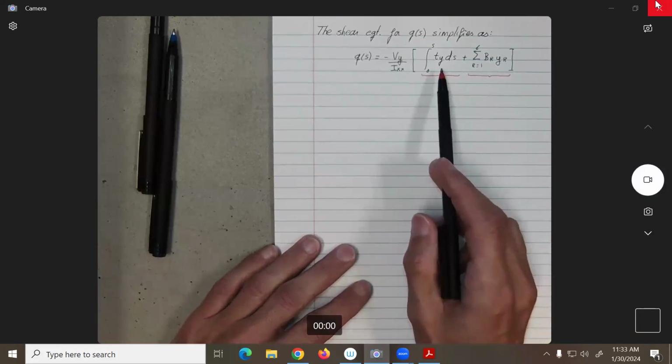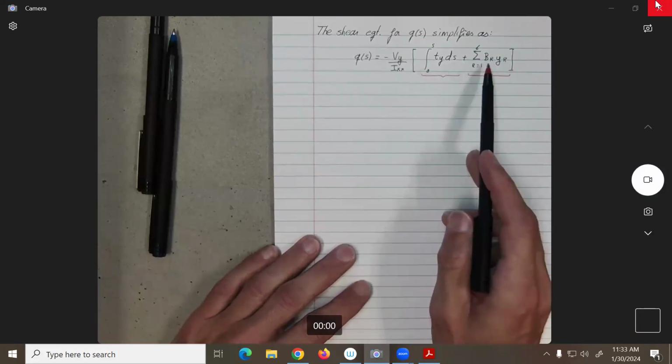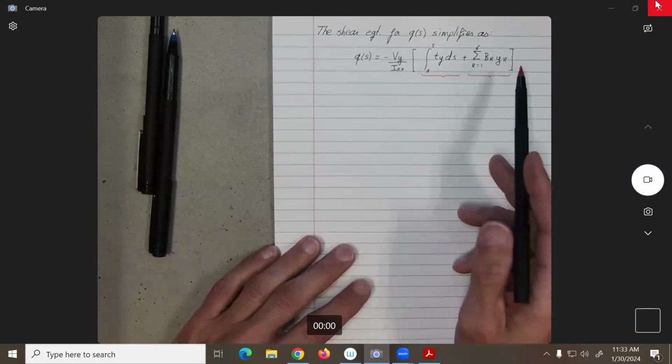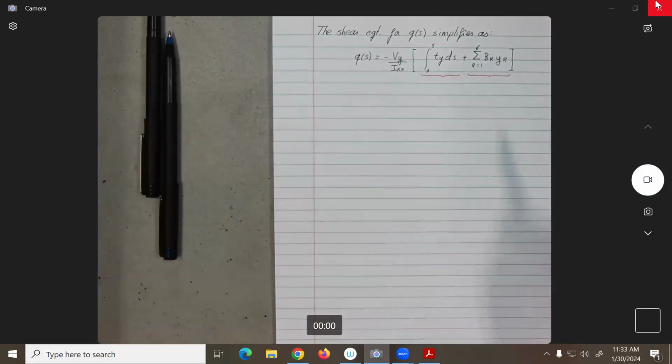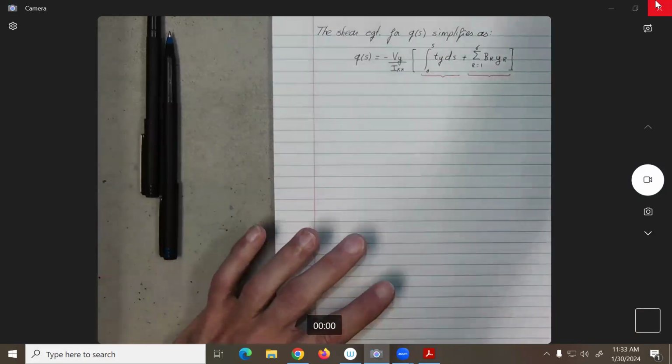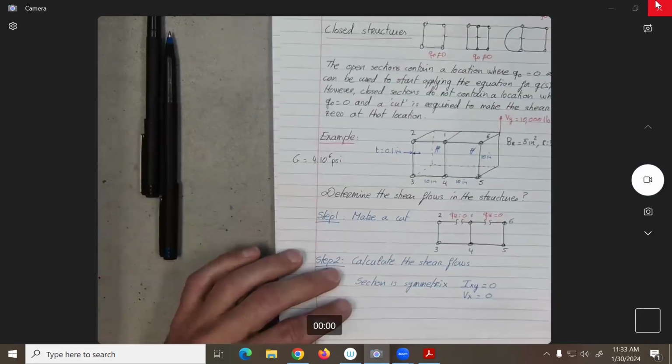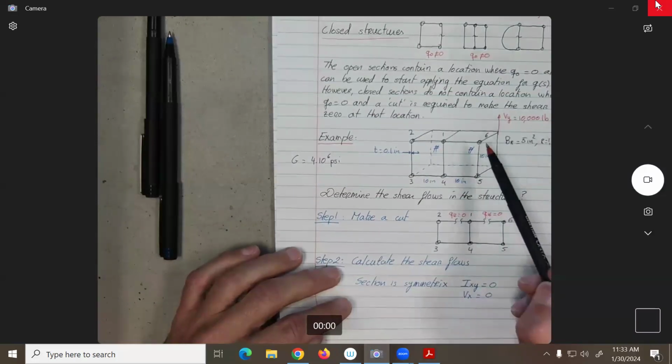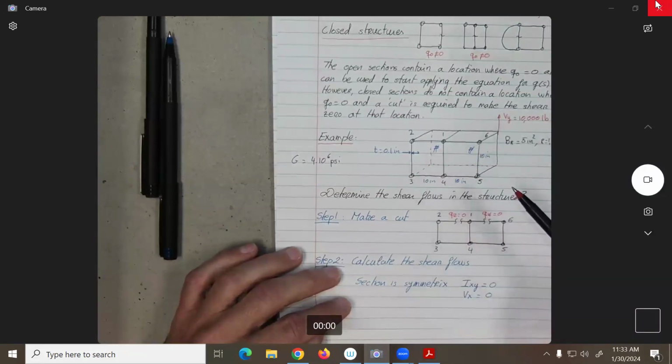So what do you think? One of these terms should be related to the stiffeners, and one to the panel. Which one do you think is related to the stiffeners? The one related to what? To the B's or to the T? Stiffeners.